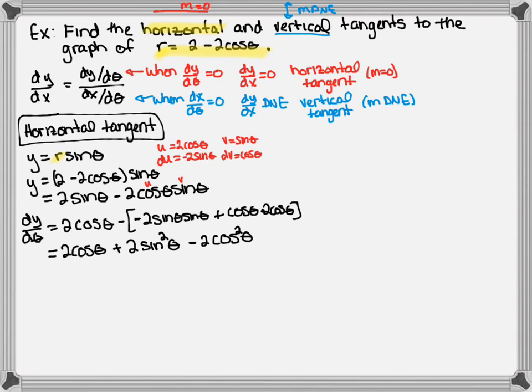This is when we run into a little bit of a problem, because we have to set this equal to 0 in order to find the theta. But we have an equation in both cosines and sines, so we're going to rewrite it in terms of cosine. The way you do that is you get rid of the sine by using the Pythagorean identity. Sine squared theta is equal to 1 minus cosine squared theta. So I'm going to substitute that for my sine.